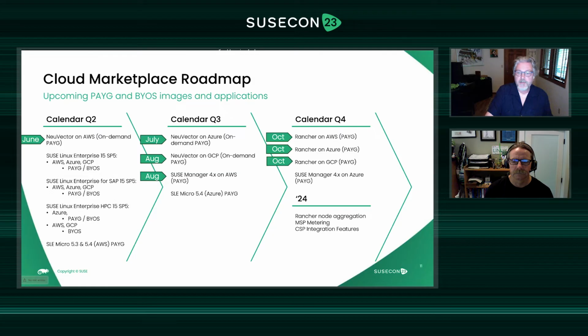Next year, we have a bunch of things to do, additional updates and capabilities to those same components. So we'll have node aggregation and things that we'll be adding to these releases, but we're not going to talk about that today, but we will go in the next few slides and talk about what it really means when NeuVector and Rancher become offerings, as well as SUSE Manager become pay-as-you-go offerings that you can get through these CSPs.